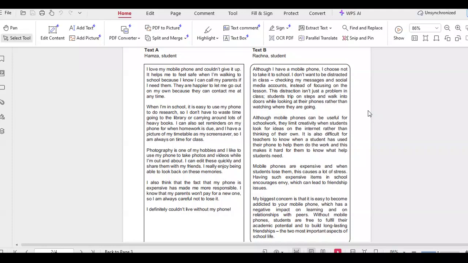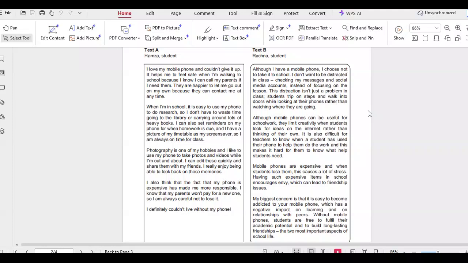In the second paragraph, she says that although mobile phones can be useful for schoolwork, they limit creativity when students look for ideas on the internet rather than thinking of their own. It is also difficult for the teachers to know when a student has used their phone to help them do the work, and this makes it hard for them to know what help the student needs.